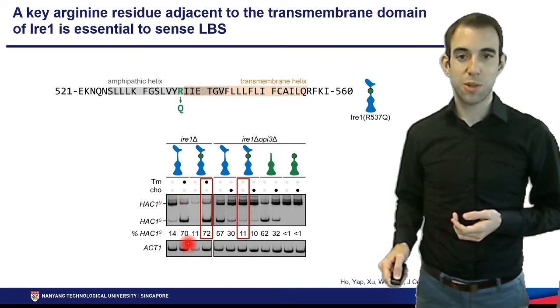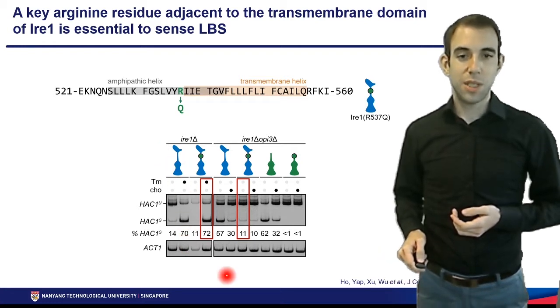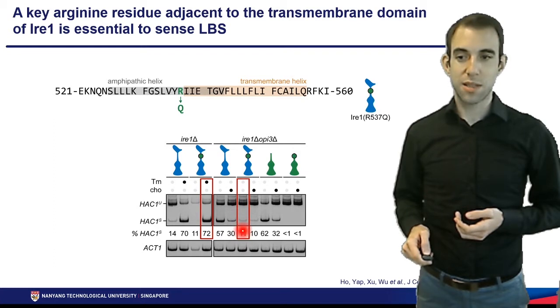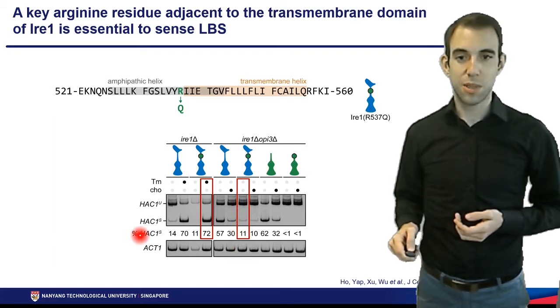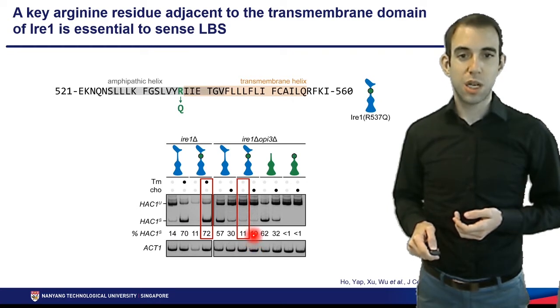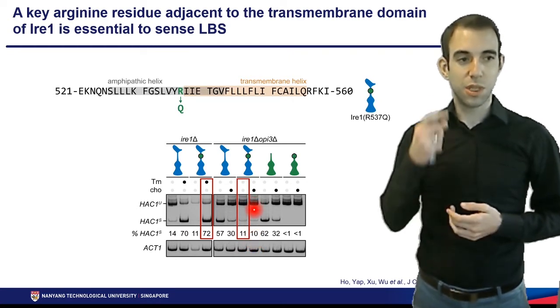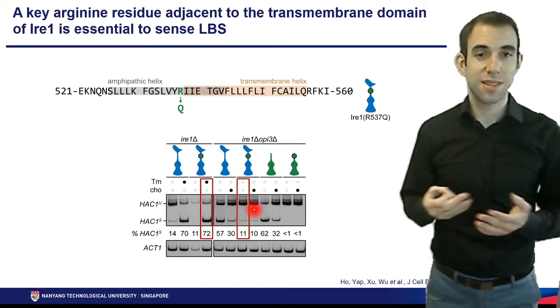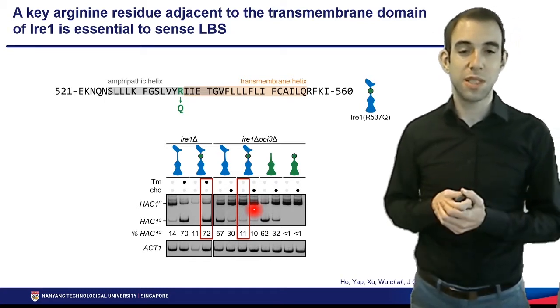It's actually comparable to the full length of the wild-type version of Ire1. But on the other hand, for lipid bilayer stress with a point mutation, there's a very low splicing level of HAC1, 11%. It's actually comparable to the same construct in the presence of choline. So choline is a precursor of the biosynthesis of phosphatidylcholine, or PC.